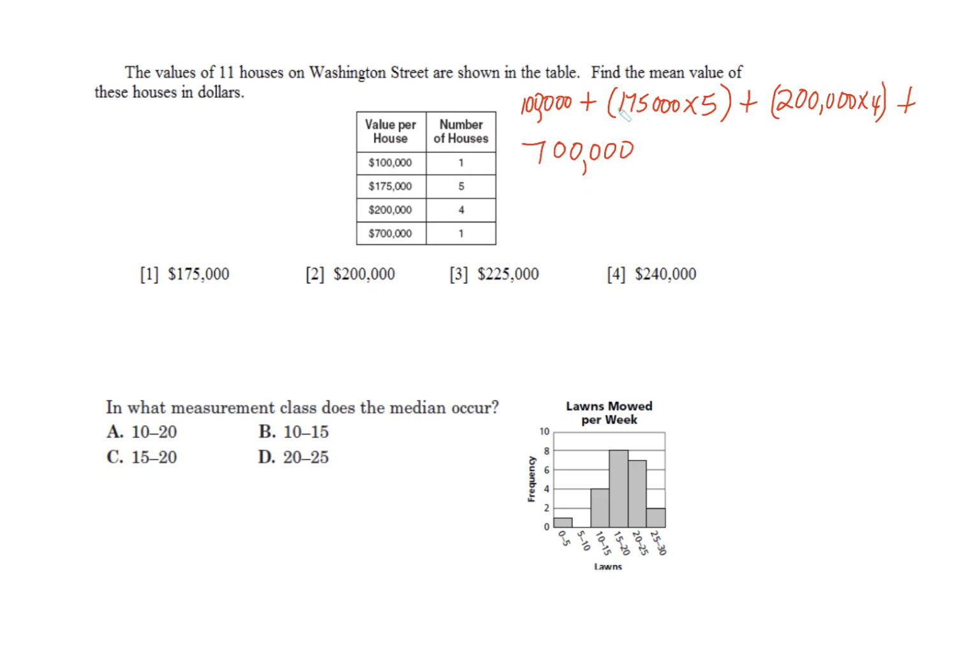So instead of me writing 175,000 out 5 times to add it, just take 175,000 and times it by 5. And the same thing with the 200,000, you'll times it by 4. So since these numbers are really big, let's get our calculator.